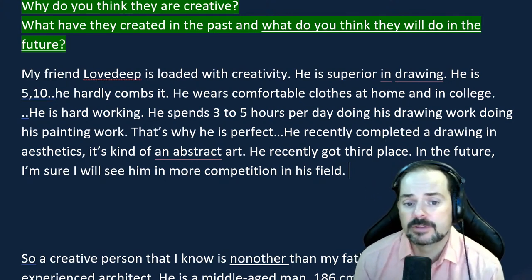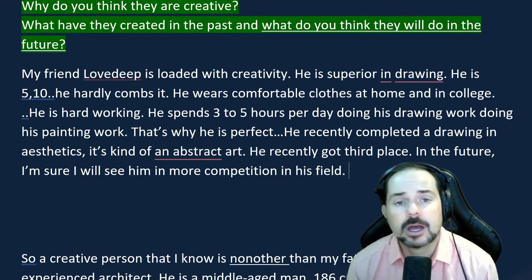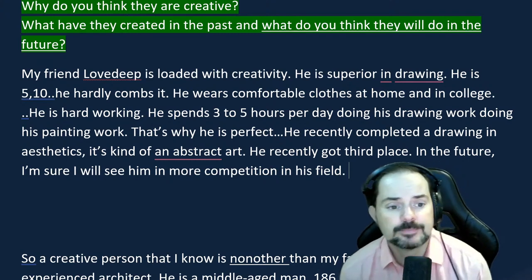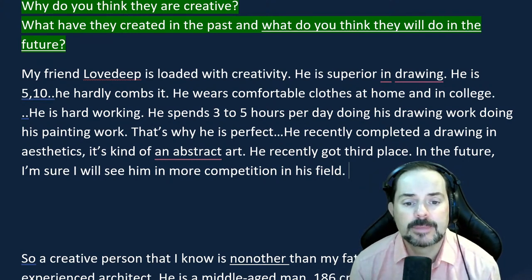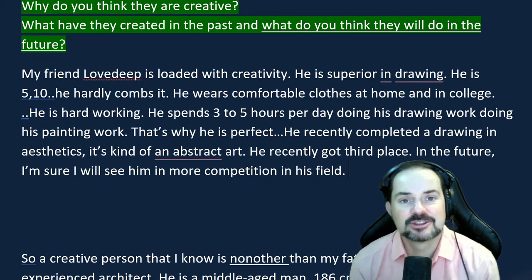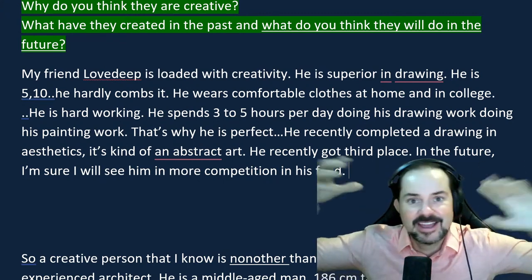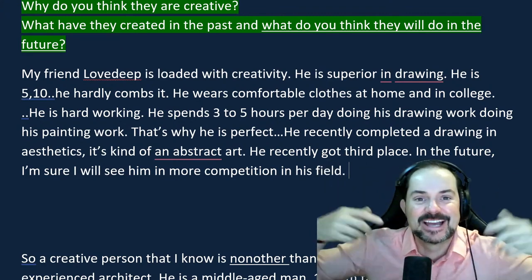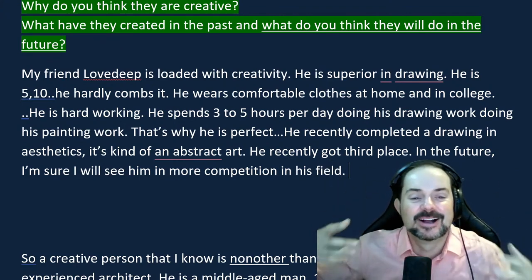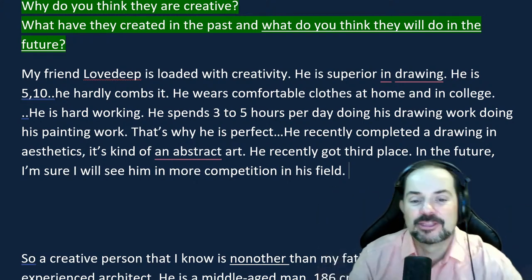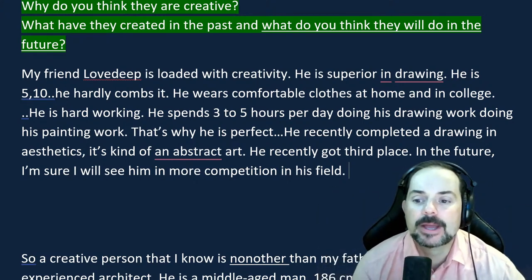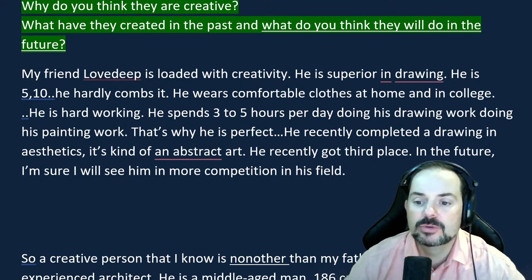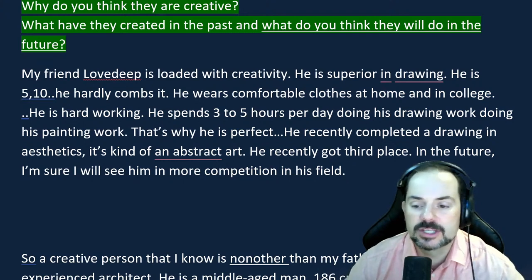So you said, my friend Lovedeep is loaded with creativity. Nice use of natural language. You said he is superior in drawing. He is 5'10", and then you said he hardly combs his hair. So he's got this kind of messy artist hair, and I visualized that. Sun did a good job of the unique mustache, and you did a good job of this hardly combed hair. I thought that was really great. And then you said he's hardworking. He spends 3 to 5 hours per day doing his drawing work, doing his painting work.